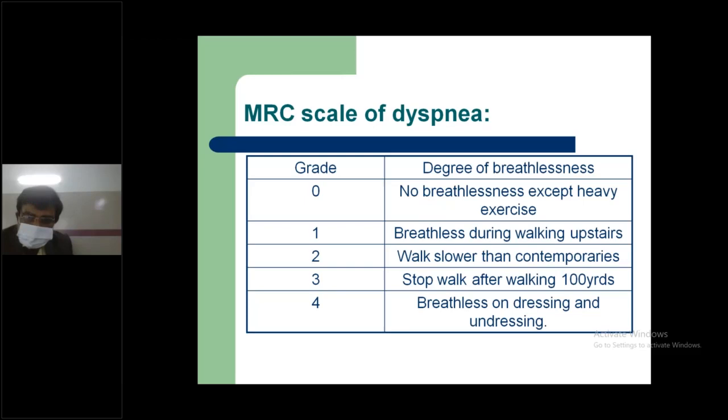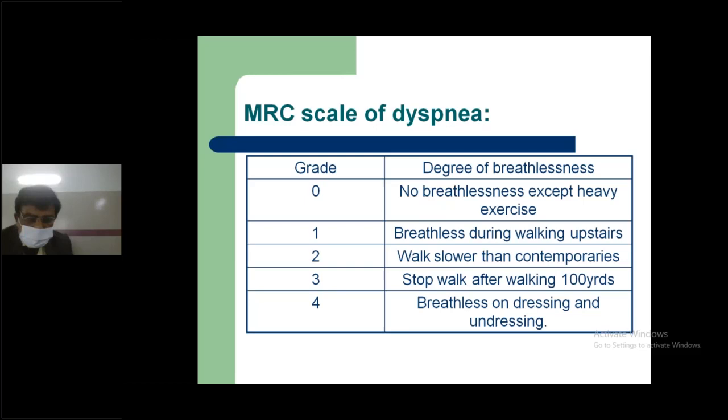And grade 2, the patient walks slower than contemporaries, cannot keep pace with others. If they try, they suffer from dyspnea. It is called grade 2 dyspnea. Grade 3, stop to rest after walking 100 yards, actually cannot walk further after that. It is grade 3. And grade 4, breathlessness on dressing and undressing, going to the toilet, going to the dining table, cannot move within the room. It is grade 4 dyspnea.